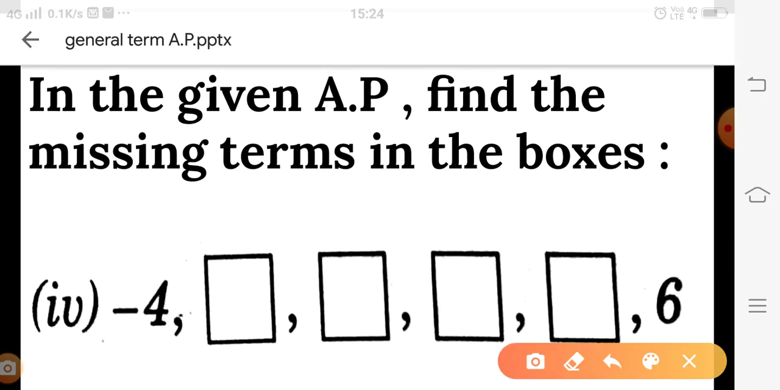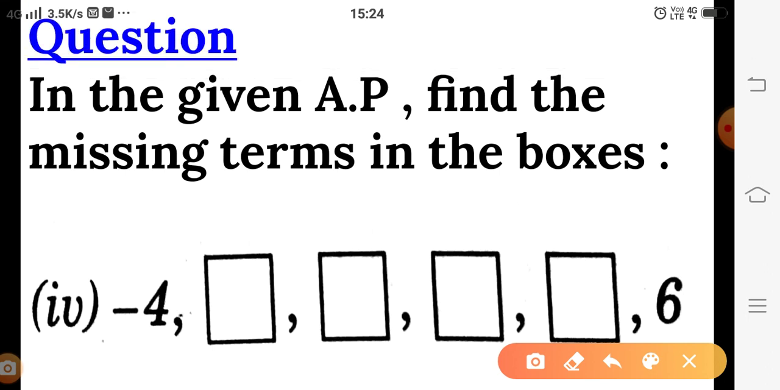Let us take one more question here, and this question is also from your NCERT book. In the given AP, you have to find the missing terms. These missing boxes we have, and these boxes we have to find.